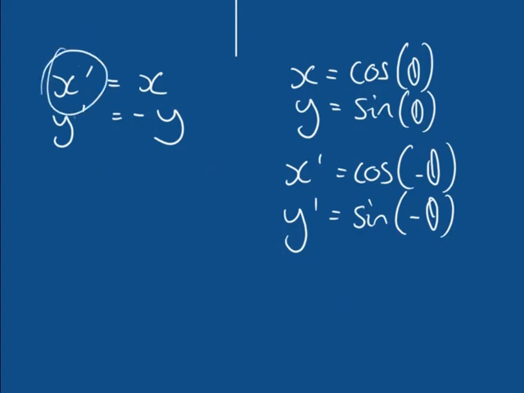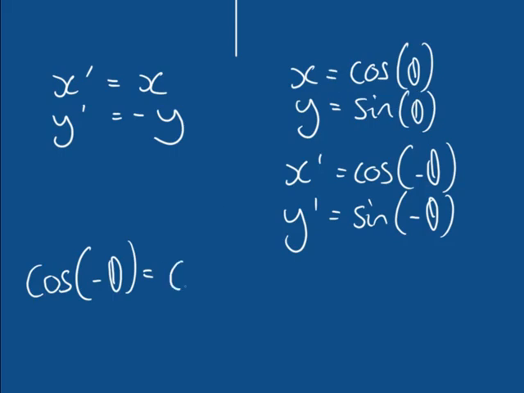So x dash, which is the cosine of minus theta, is equal to x, which here we know is the cosine of positive theta. So the cosine of minus theta is equal to the cosine of positive theta.